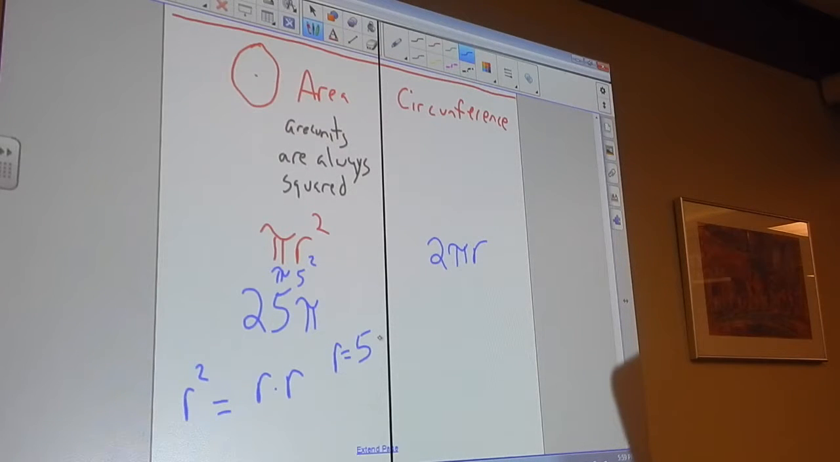Now I can go for my circumference. My circumference being 2 times pi times 5. For my purposes, you don't have to solve for the pi. You just multiply your big numbers, 2 times 5, 10, 10 pi.